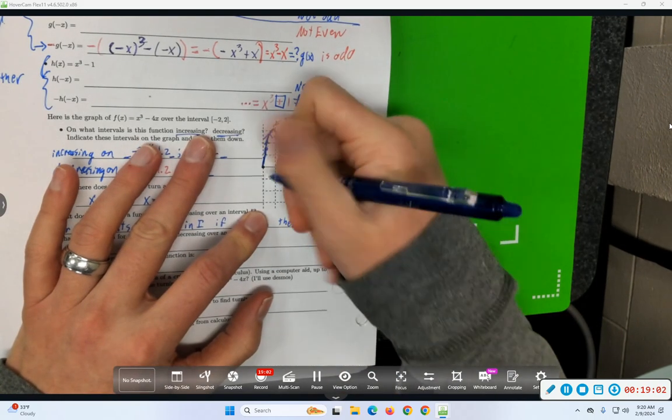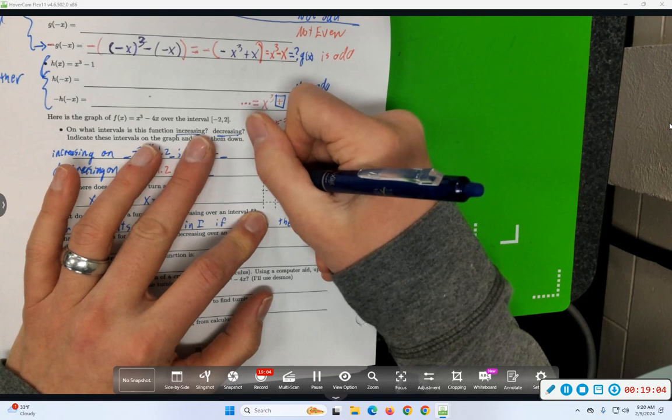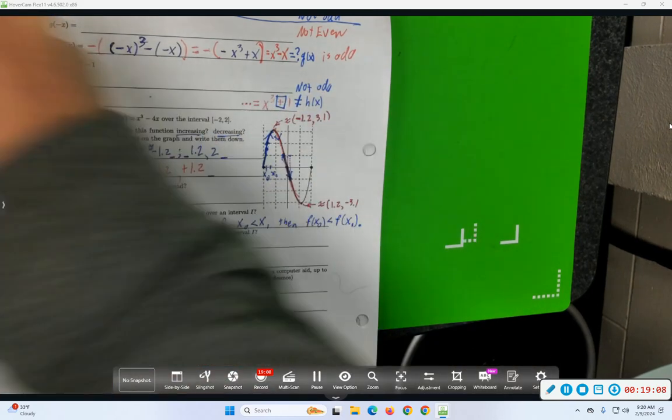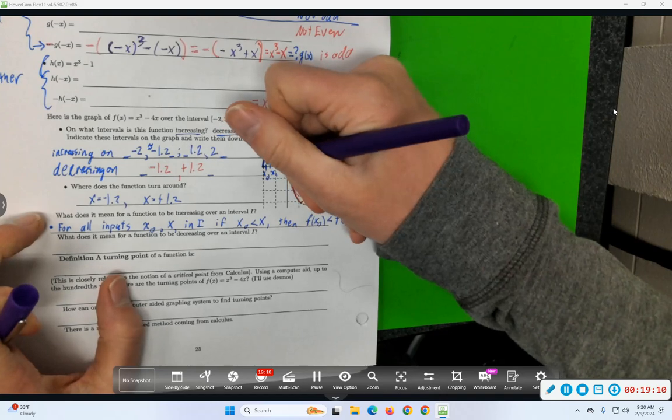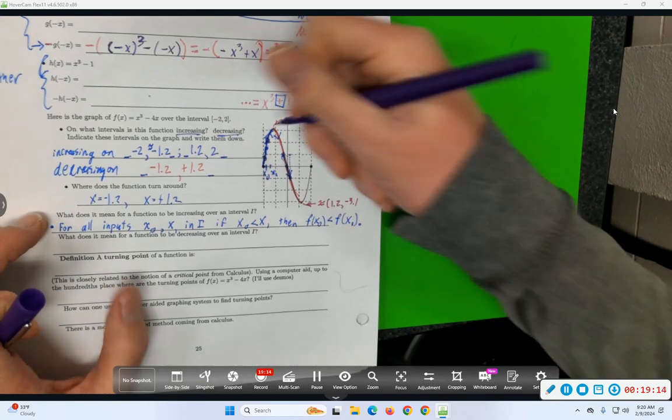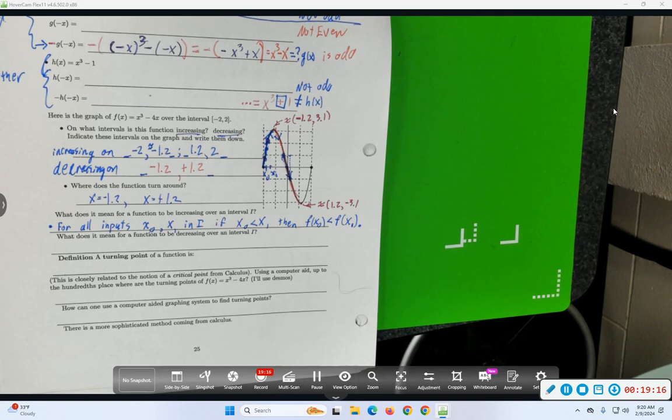So let's take two inputs. There's an x0, there's an x1. So x0 is less than x1. There are the output values. Looking at that graph, is f of x0 less than f of x1? Okay, cool. So it seems to agree with what we need.